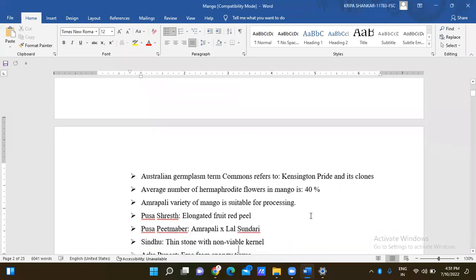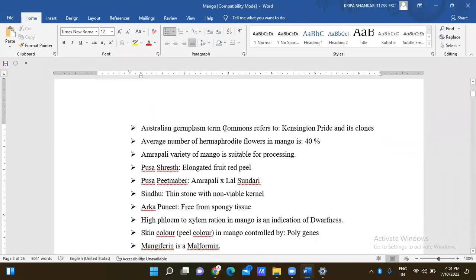Next is the Australian germplasm term Commons, what it refers to. The term Commons they mostly use for the Kingston Pride variety and its clones. So for that there is a common term, that is Commons. Average number of hermaphrodite flowers in mango can be up to a maximum of 40%.